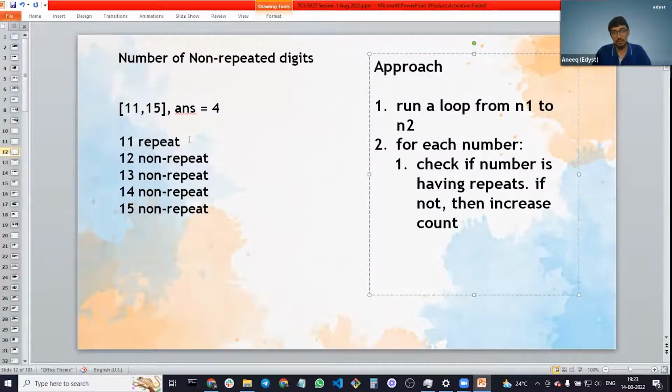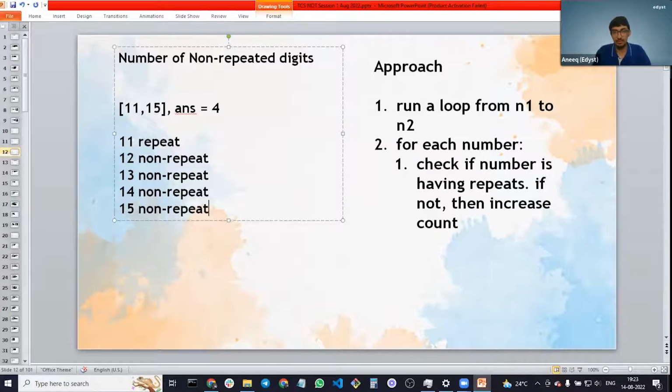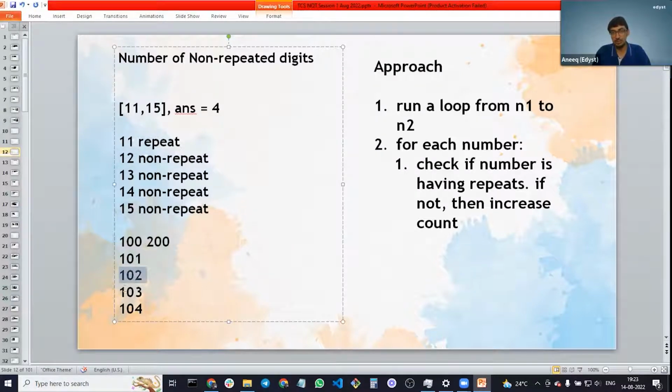One thing to remember, everybody, it's not always going to be a double digit number. It could also be something like 100 to 200. You have to find out all the numbers: 101, 102, 103, 104, and so on. So 101 is a repeat because 1 and 1 are repeated. 102 is unique, 103 is unique, and so on.